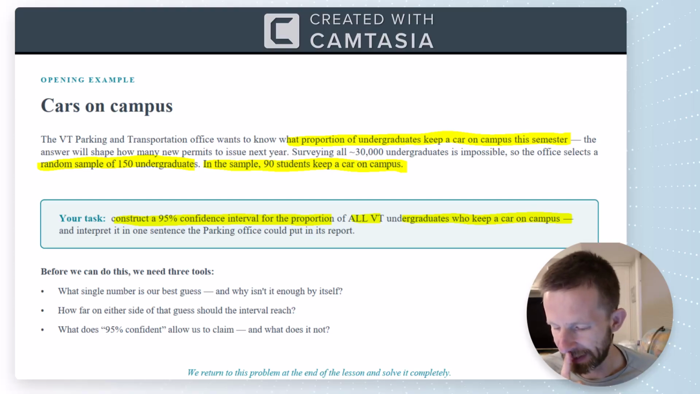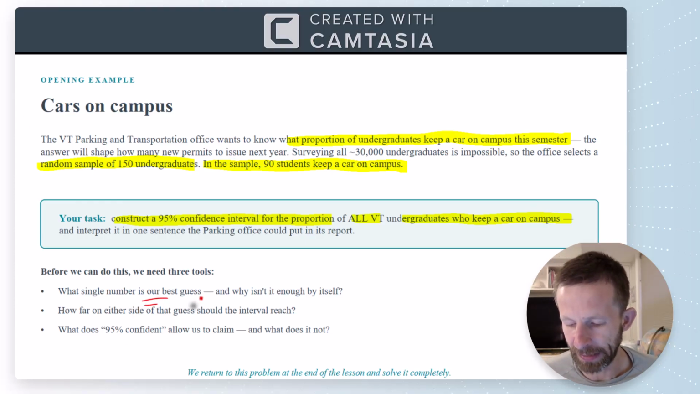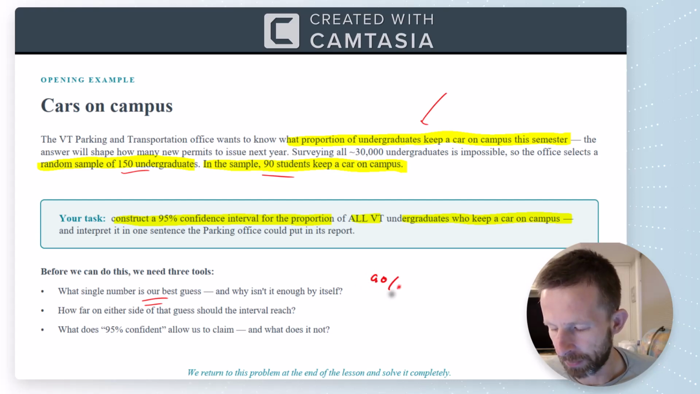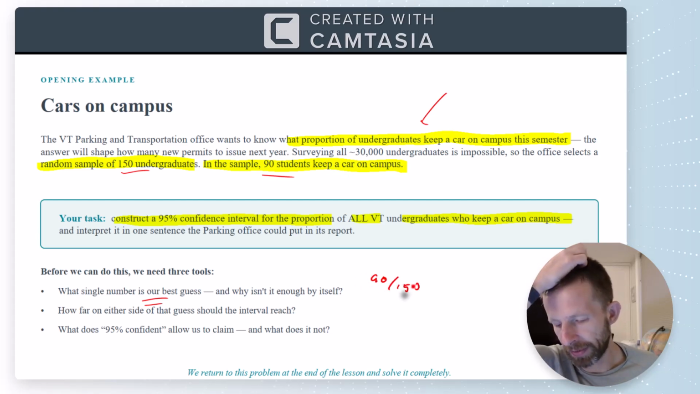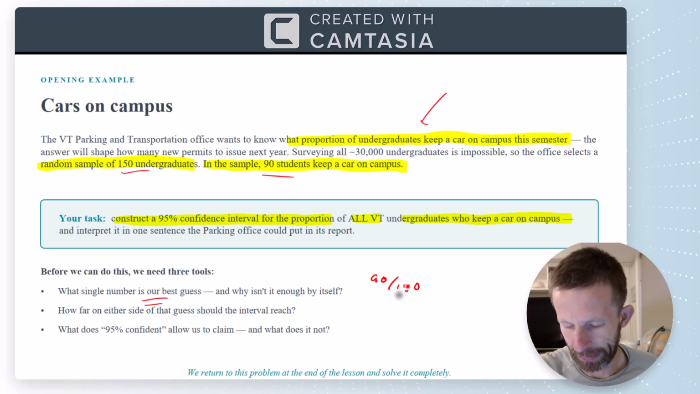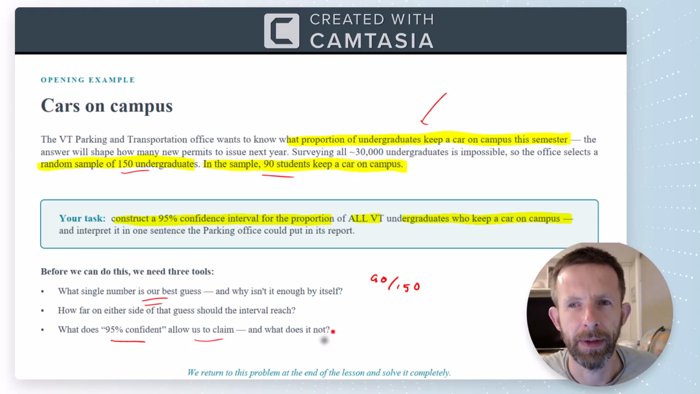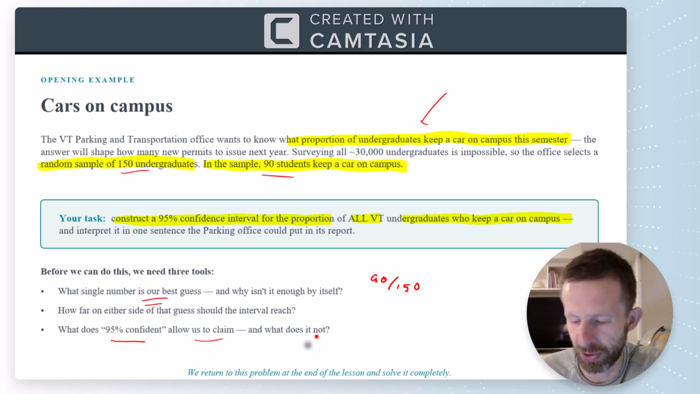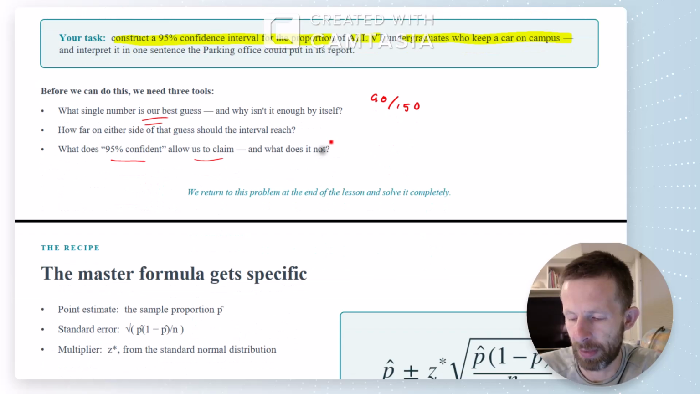What single number is our best guess? So our best guess, if we want to know the proportion of all undergraduates, is the proportion of the undergraduates in our sample. So the 90 out of 150. How far on either side of the guess should the interval reach? We'll find out. And what does 95% confidence allow us to claim? It will let us know that we're 95% confident that the interval we construct will contain the proportion of all undergraduates, the population parameter.